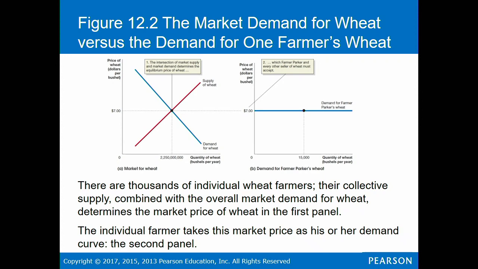You set up the individual farmer's demand curve right next to that with the same units. We trace that $7 across, and they have a flat demand curve at $7. So basically, the price is determined in equilibrium for the entire market, and then each firm within that market has a flat demand curve at that price. If there's a shift in supply and demand in the market, that'll change the equilibrium price, and then the demand curve for each individual firm, or in this case farmer, will shift up or down to whatever that price is.